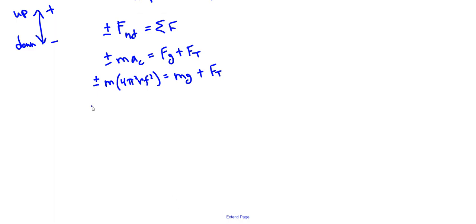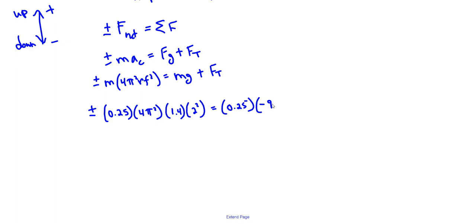Let's plug in some numbers. Mass is 0.25. We've got 4 pi squared. We've got radius of 1.4. We've got a frequency of 2 squared. And on the other side, we got a mass of 0.25. We've got acceleration due to gravity. It's downwards always. So even for the two cases, we can put that one in because it's always the same. And we got our force of tension. That's the one we're going to find out. Okay, let's clean this up a little bit. I go 0.25 times 4 times pi squared times 1.4 times 2 squared, which is 4. Here's what we end up with.